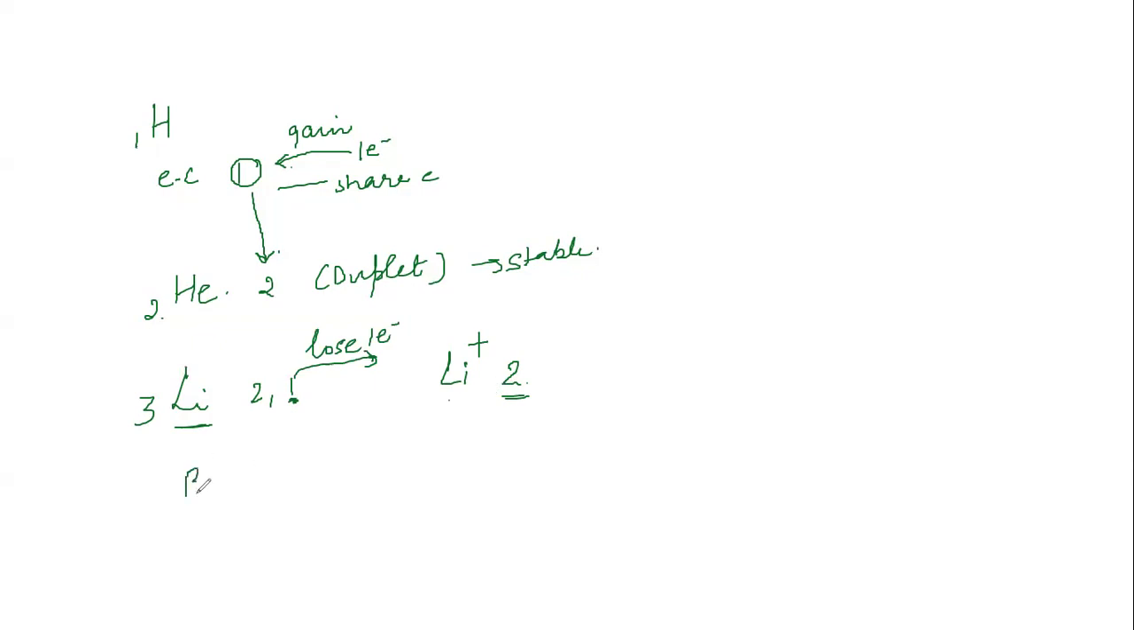Again, if you go to the next member of the family, which is beryllium with atomic number 4 and 2, 2 electronic configuration, instead of gaining 6 electrons, which will need a lot of energy, it will lose these 2 electrons. It will form a beryllium ion by losing 2 electrons, and the configuration of this ion would be 2. Okay, so let's take a few more examples.